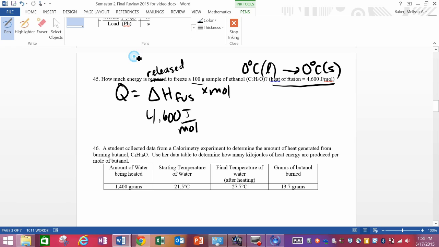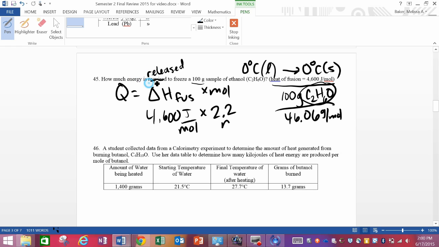Then we've got to figure out how many moles of ethanol we are trying to freeze. 100 grams of C2H6O. How do we get grams into moles? We divide by the molar mass. Once you add that up, it adds to 46.06 grams. So 100 divided by 46.06 comes out to be 2.2 moles. Multiply that together and we get our answer. You need to release 10,120 joules of energy to freeze that ethanol.